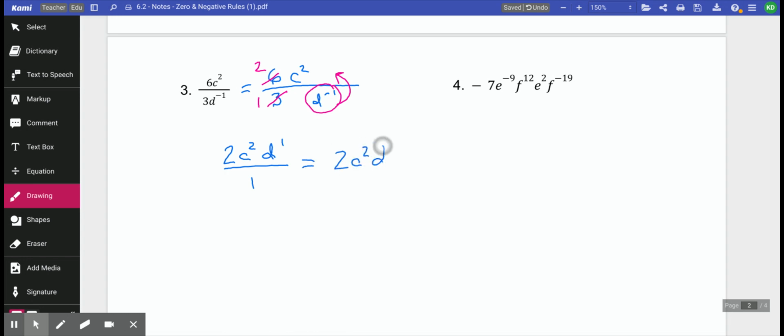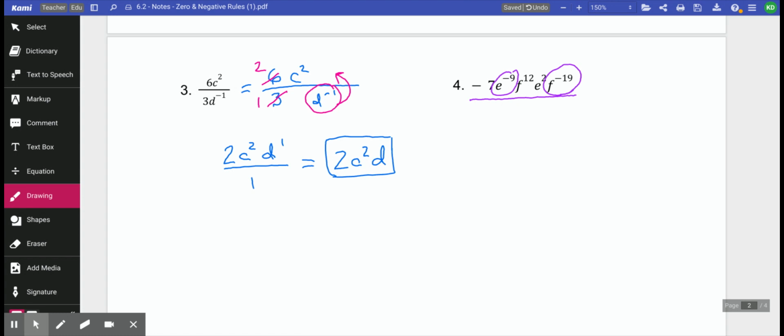And now we're going to rewrite. So we have 2c squared. And don't forget this d to the negative 1 moved up and got a positive 1 exponent. And then on the bottom, we just have a 1. But we don't really need to write this 1 on the bottom, and we don't need to write an exponent of 1. So I'm just going to rewrite this as 2c squared d. All right, that's all we need to do.